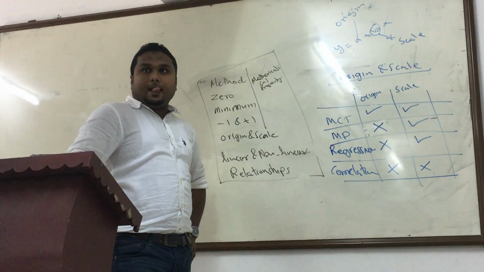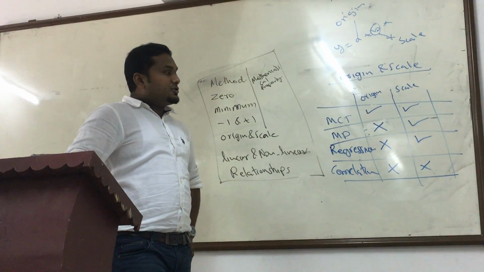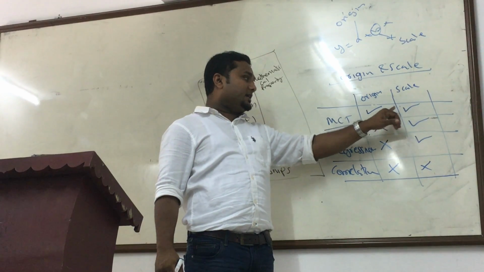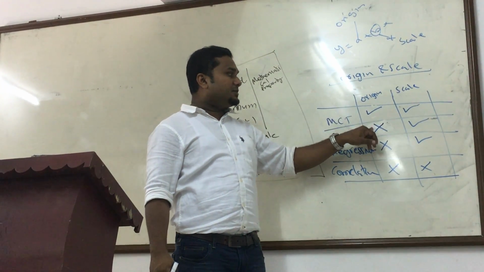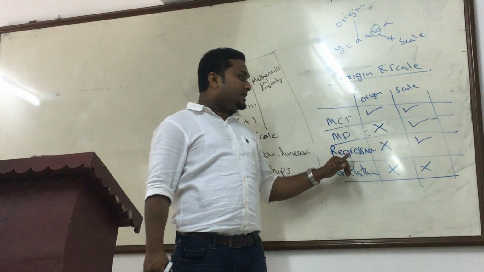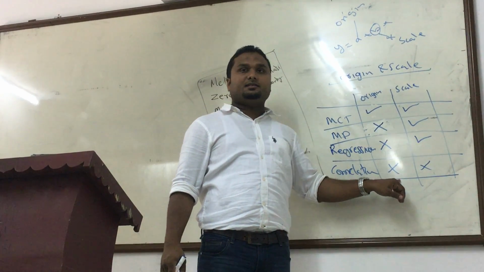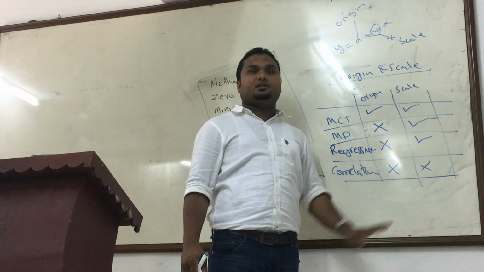Are you okay? Comfortable? Yes. So measure of central tendency is affected by origin and by scale. Measure of dispersion is unaffected by origin but affected by scale. Regression analysis is unaffected by origin but affected by scale. Correlation analysis is unaffected by origin and unaffected by scale.